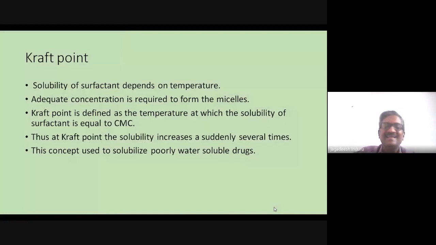So this Kraft point will help enhance the solubility of poorly water soluble drugs by inserting them in the core, which is lyophobic in nature. That lyophobic core will take your lyophobic drugs, that is water insoluble drugs, and make them bioavailable. This Kraft point is very important. So do remember this Kraft point pertaining to colloidal dispersion for the GPAT. In the GPAT, the question may be: what is the Kraft point, or what is the temperature at which the solubility of the surfactant is equal to the CMC, and sometimes what is the application of the Kraft point. So this concept is used to solubilize poorly water soluble drugs to enhance bioavailability.